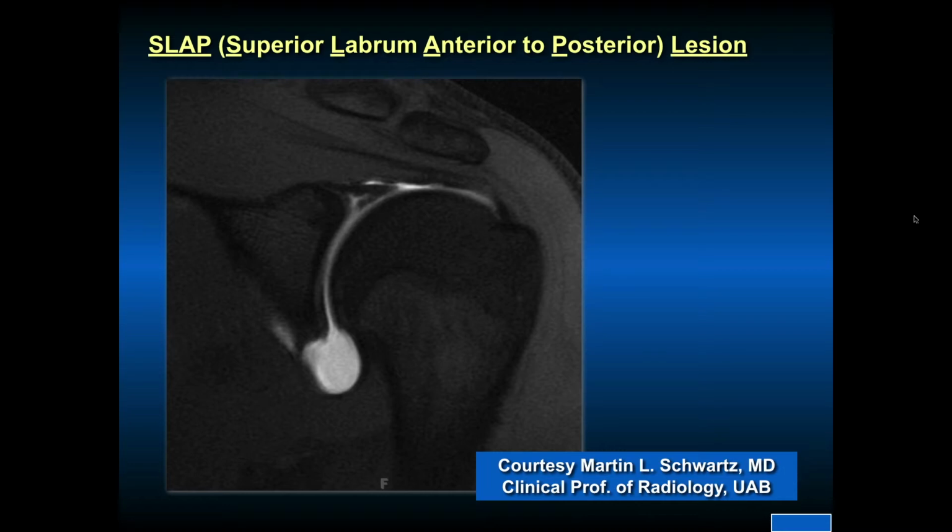This is what a SLAP lesion looks like on MRI scan with intra-articular gadolinium. You can see the gadolinium down here. This isn't too patulous a capsule. Labrum is normal here, articular cartilage is normal, and you trace it up to here where the intra-articular dye is between the labrum and the articular cartilage here. So this is a typical SLAP lesion, superior labrum anterior to posterior.